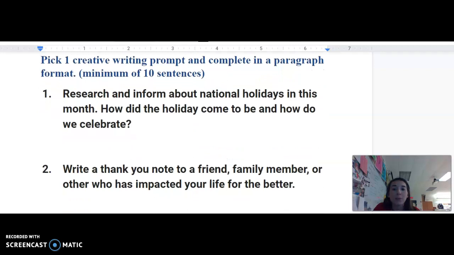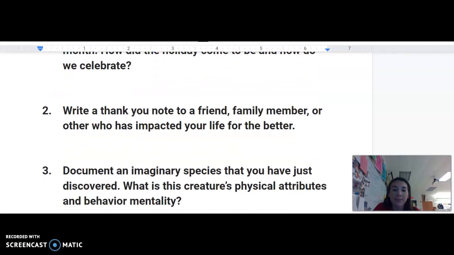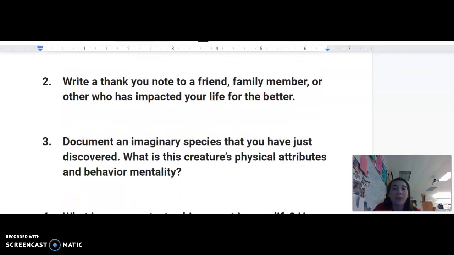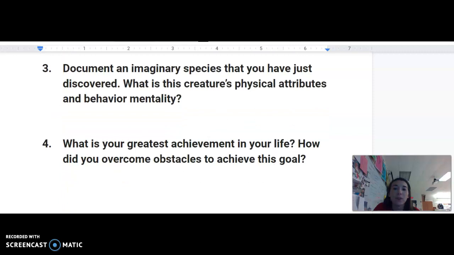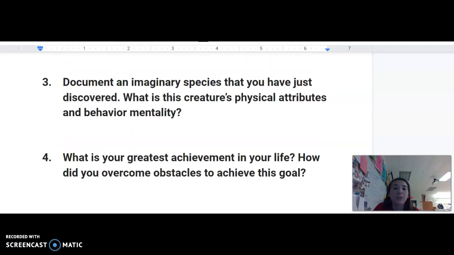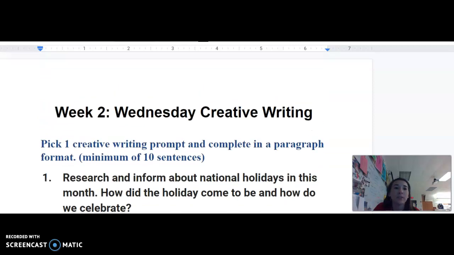Write a thank you note to a friend, family member, or other who has impacted your life for the better. Document an imaginary species that you have just discovered. What is the creature's physical attributes and behavior mentally? What is your greatest achievement in your life? How did you overcome obstacles to achieve this goal? So those are our 4 different writing prompts for week 2.